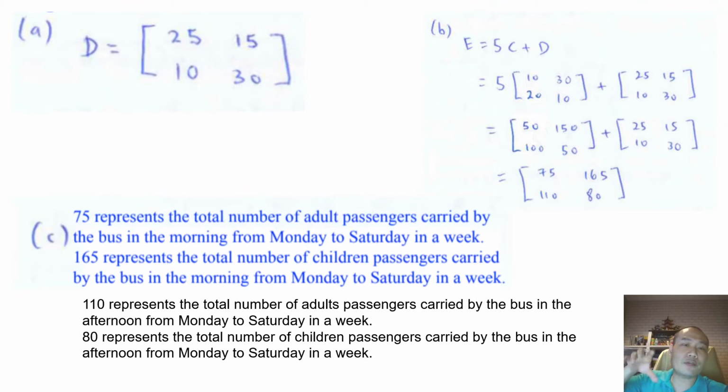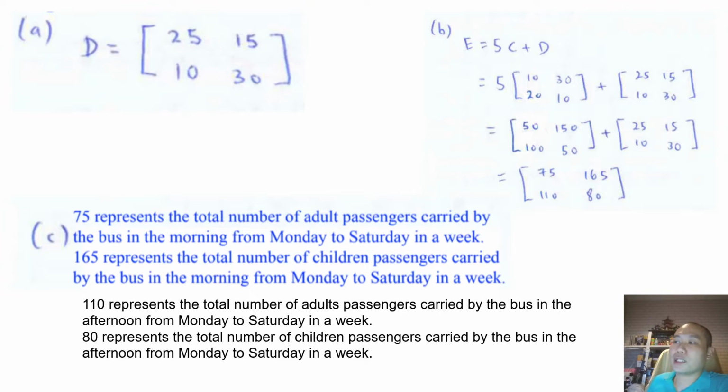So the question gave you a matrix C, and then they lay it out this way. Those of you with the worksheet, you can look at it. So the first row is the morning, the second row is the afternoon, the first column is the adults, and the second column is the children, right? So this is the information for matrix C that's provided in the question.